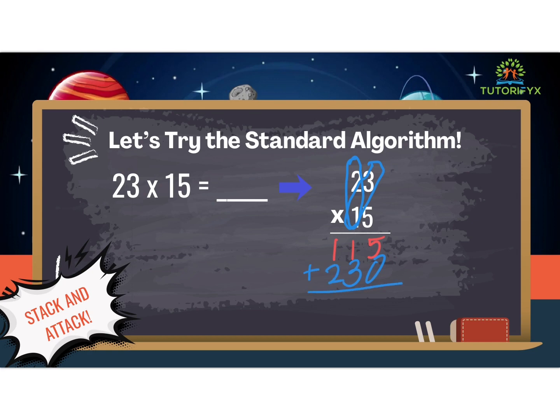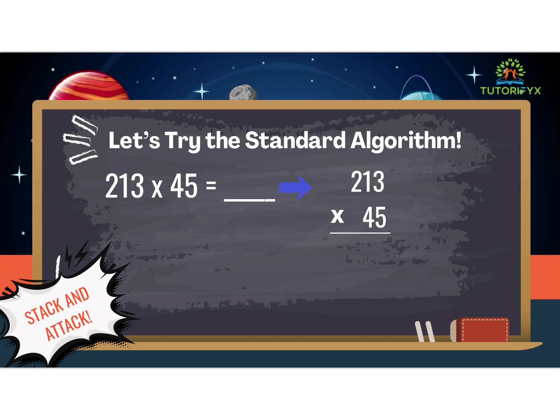Making sure my place values and my digits align. 5 plus 0 is 5. 3 plus 1 is 4. And 2 plus 1 is 3. You should have gotten 345. Easy peasy, right? I'm taking it up even more of a notch.